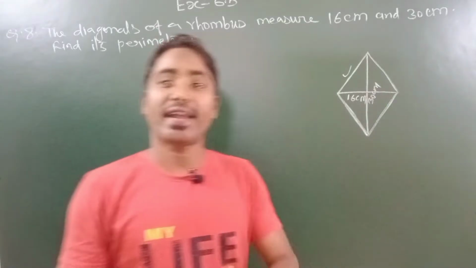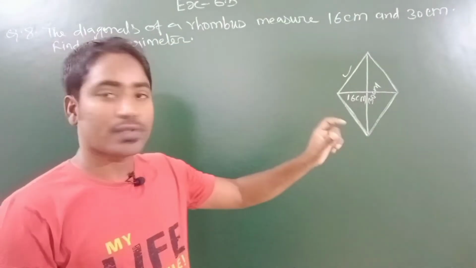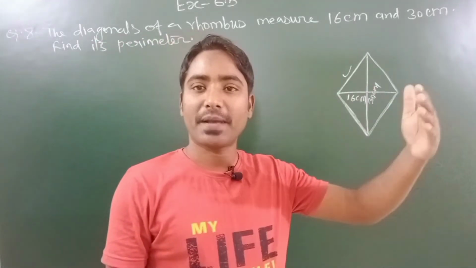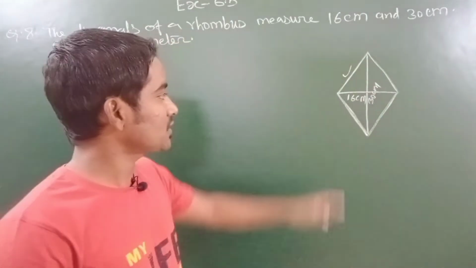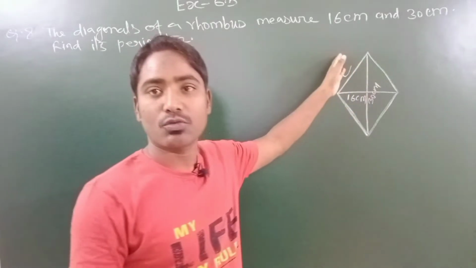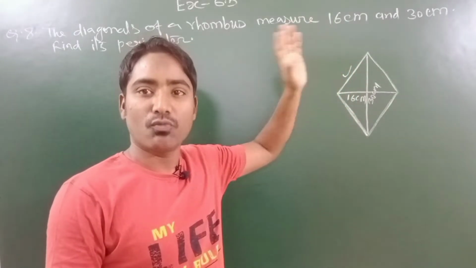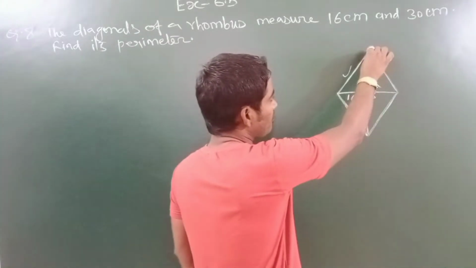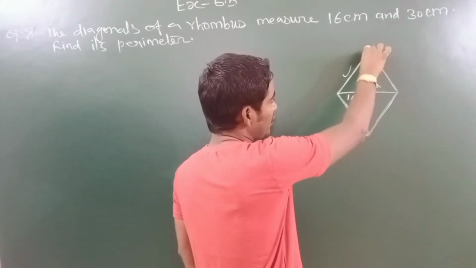We will find the side by applying some properties and then applying the Pythagoras theorem. After applying the Pythagoras theorem, students, we will be able to calculate any one side of the rhombus. Now look here, students, I am going to tell you how we will find out the side.